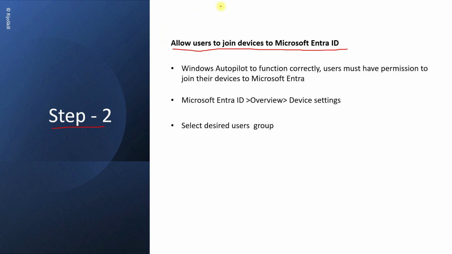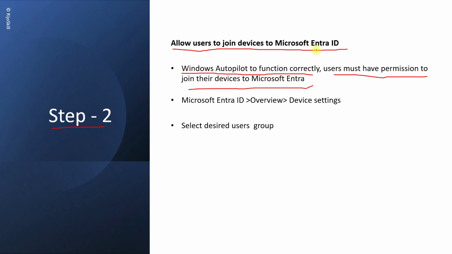So before we complete our automatic enrollment in Intune, this step allows users to join the device to Microsoft Entra. For Windows Autopilot to function correctly, the user must have permission to join the device to Microsoft Entra. So now we need to give the permission for whatever device we need to enroll; the device must be joining our Microsoft Entra. So we will go to our Microsoft Entra portal, and then we will give the permission.